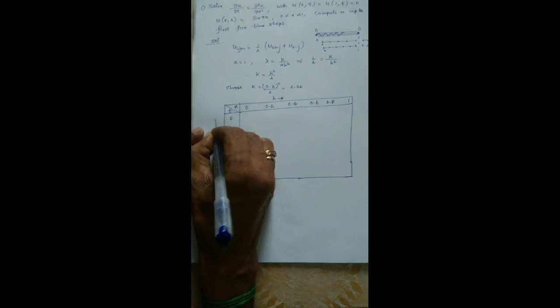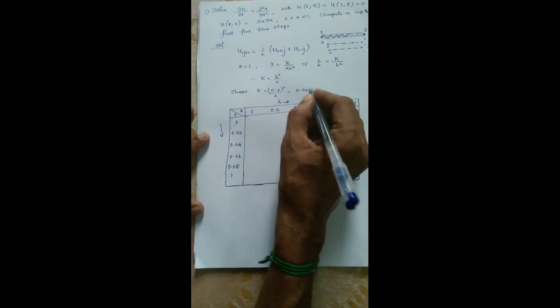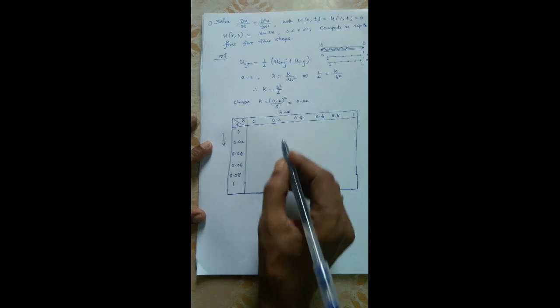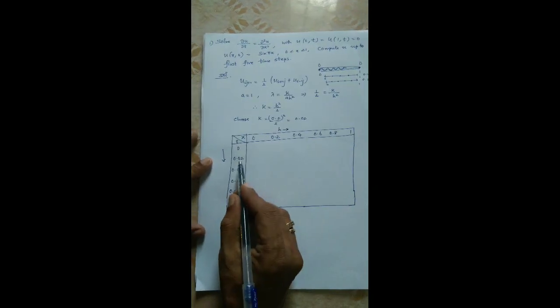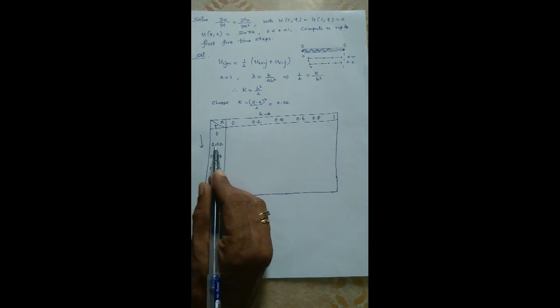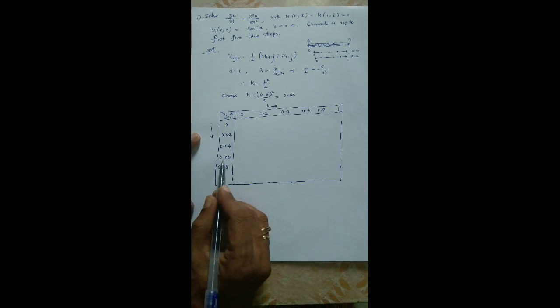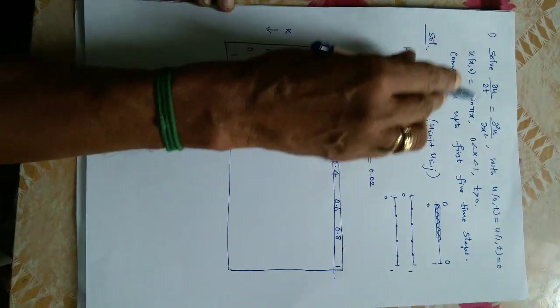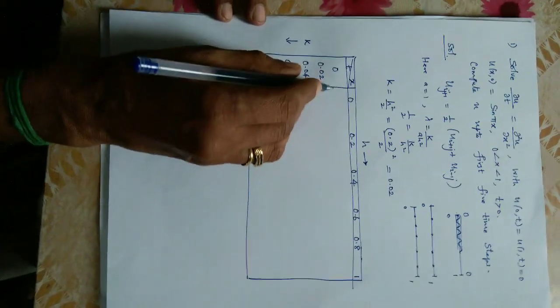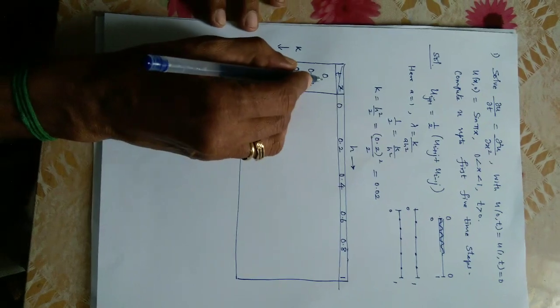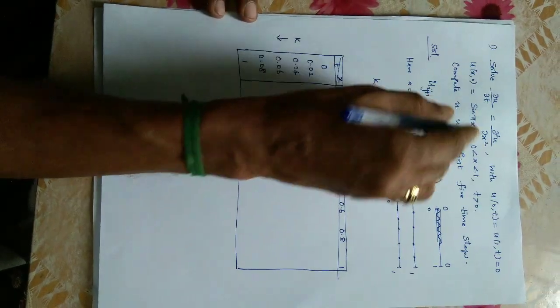Similarly, time step k, we have calculated 0.02. So we are supposed to find up to 5 time steps. That is, this is the initial time step, first time step, second, third, fourth, fifth. Given the condition u(x,0) = sin πx, let us complete the initial time level, that is at t equal to 0.